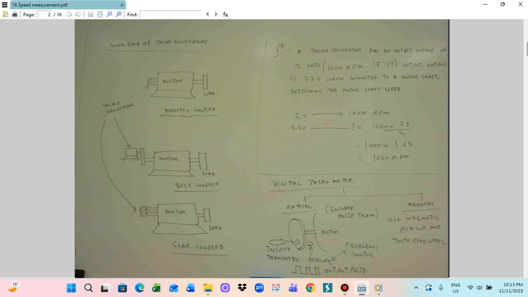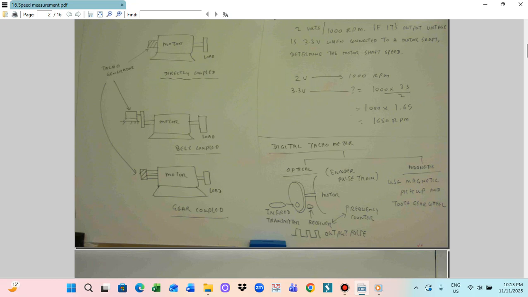In this case you have to standardize. One standard speed has to be fixed. Based on the standard speed, you rotate the machine at the rated speed. In this case, this rated speed you have to measure in other ways. You can use either another tachometer or a stroboscope. So measure the output voltage and the speed, draw the graph, and for any other voltage you can utilize this formula to calculate.